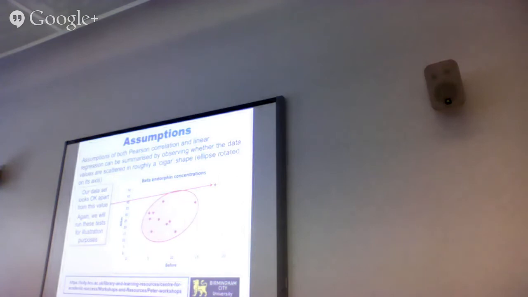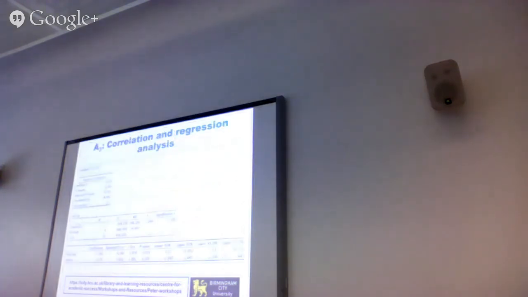So when you run it in Excel, you get an output like this. This is the output from the regression, and it includes the correlation. This is why I talk about them together, because correlation is like a subcomponent of linear regression. So just to interpret it, the correlation coefficient is 0.5 here.